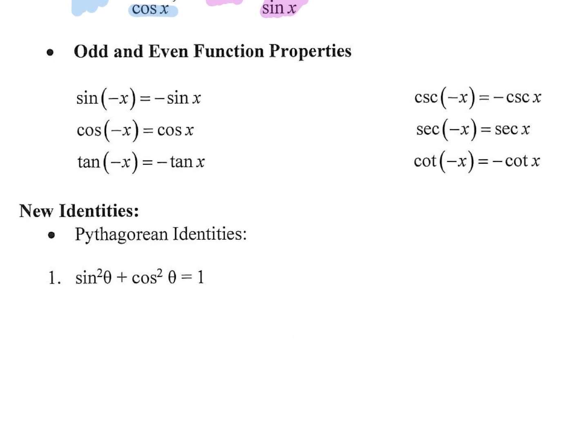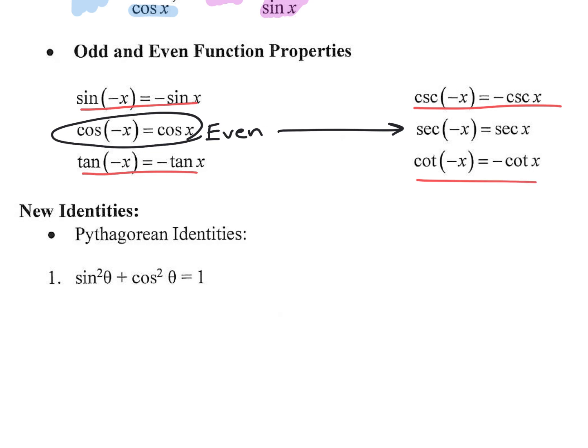Next, we have our odd and even functions. We know that cosine and secant are even. And we know that sine, cosecant, tangent, and cotangent are all odd functions. We don't use these quite as much in our proofs and our identities, but they're certainly good to have in the back of our head. It helps us deal with negative signs, basically. If I have cosine of negative x, I can rewrite it as cosine of x. That might be valuable as I work.